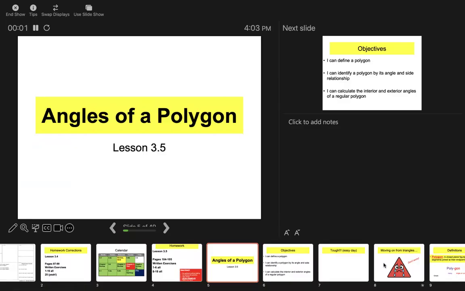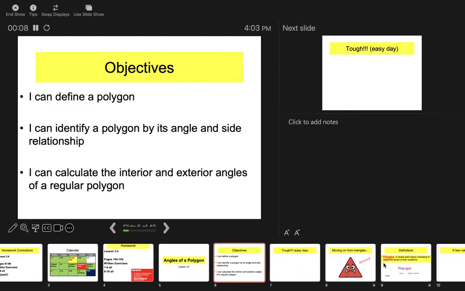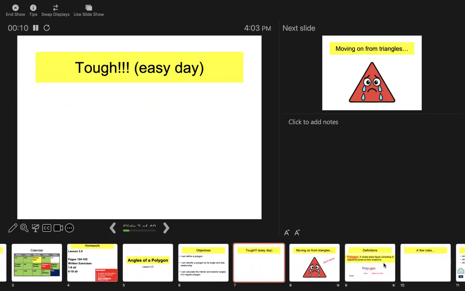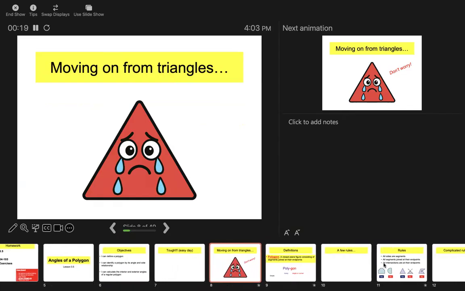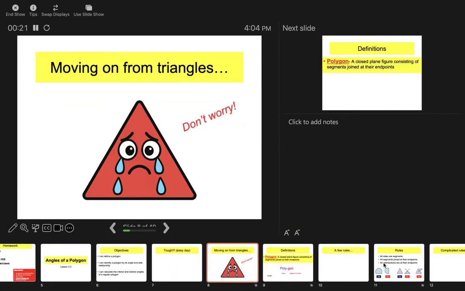Oh, here we go. The sixth lesson of the chapter, and this is section 3.5. I would say this is a tough but easy day. Tough in that you've got to pay attention to get the concept, but once you get the concept, it's pretty straightforward. Well, unfortunately, we're moving on from triangles, but don't worry, we'll come back to triangles. Don't worry, triangle, don't cry.